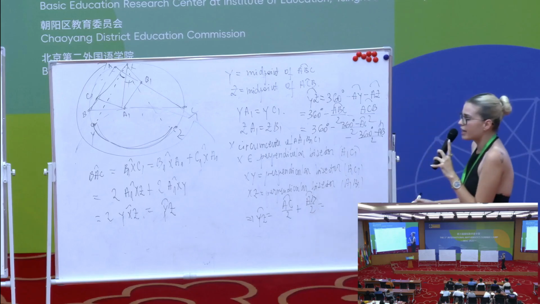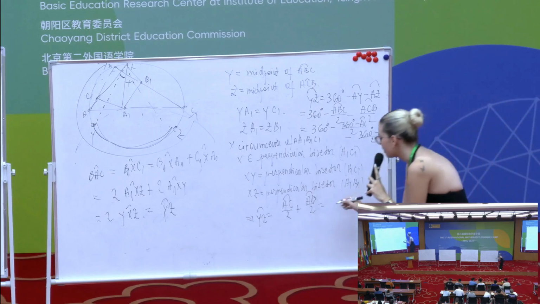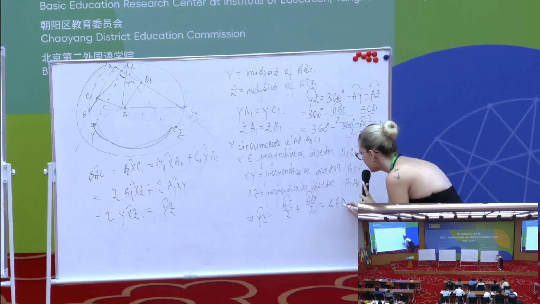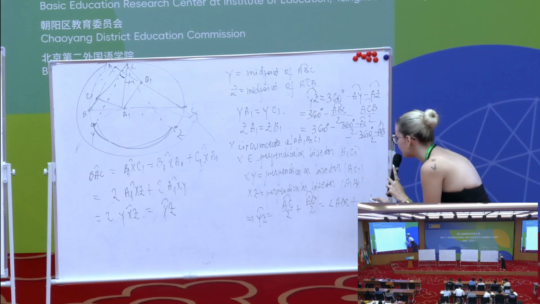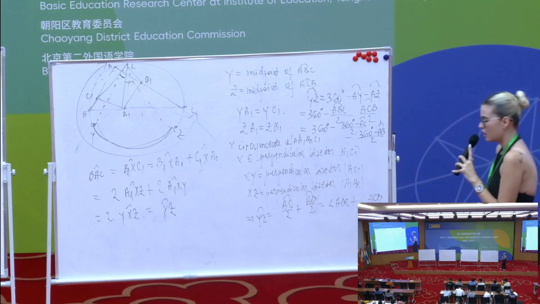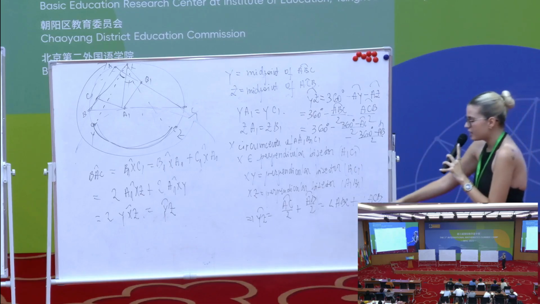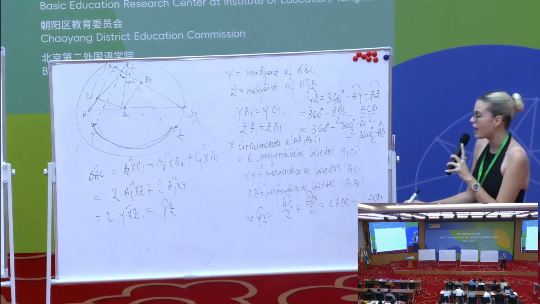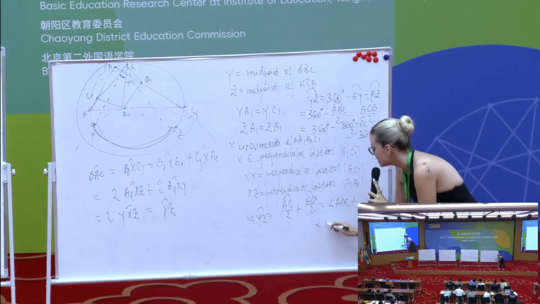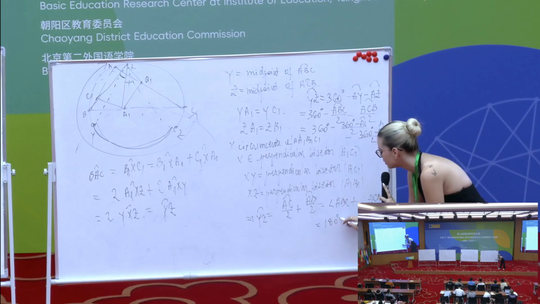But who is the arc AC over 2? It is the angle B. It is the angle ABC. And AB over 2 is the angle ACB. So basically the arc YZ is the sum of the angles B and C in the triangle ABC. And this is 180 minus BAC.